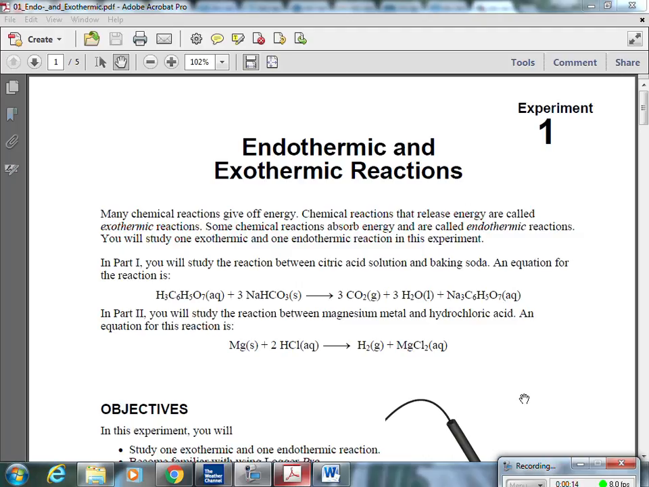First of all, chemical reactions that release energy are called exothermic reactions. Chemical reactions that absorb energy are called endothermic reactions. In this lab, you're going to work on two different parts, part 1 and part 2.